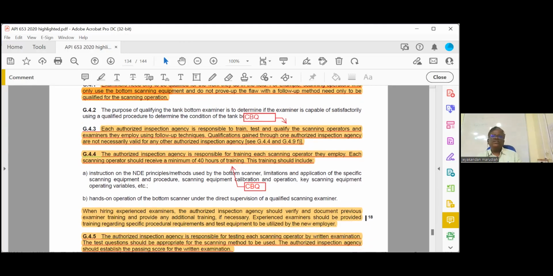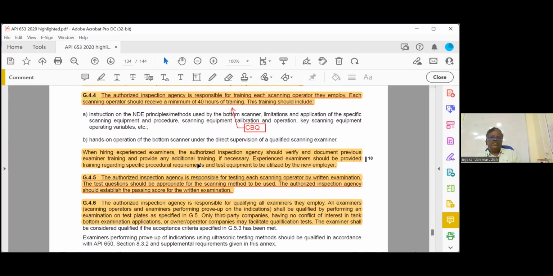G4.4, the authorized inspection agency is responsible for training each scanning operator they employ. Each scanning operator should receive a minimum of 40 hours of training. That is a closed book question. Then G4.5, the authorized inspection agency is responsible for testing each scanning operator by written examination. This test question should be appropriate for the scanning method to be used. The authorized inspection agency should establish the passing score.